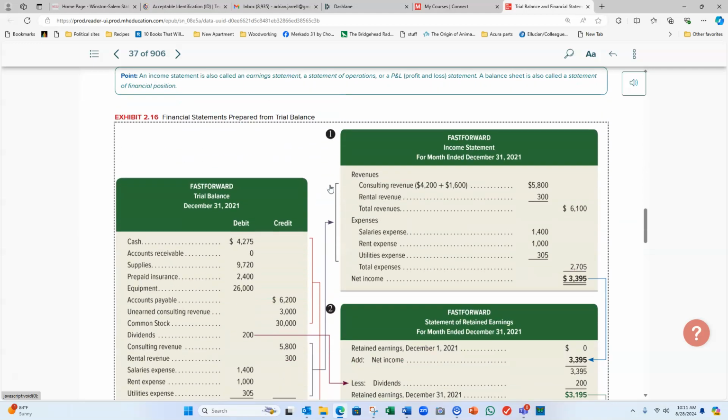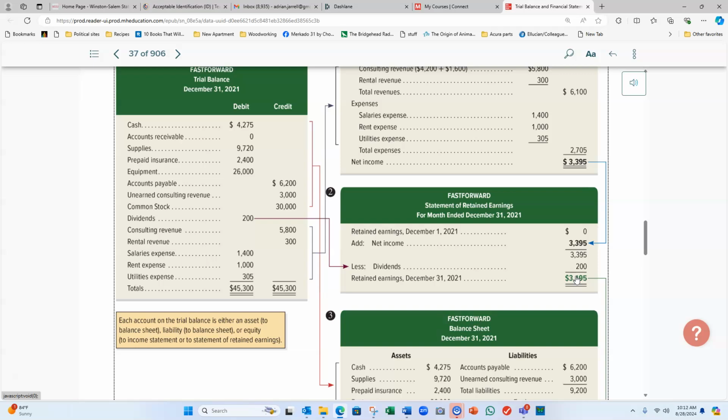So the income statement is for a period of time, not for one point. Time has to pass for these transactions to occur. So we put in our revenues. You see how they got them organized here. List the revenues, total. List the expenses, total. Net income. Take your revenues, subtract expenses, you got your net income.